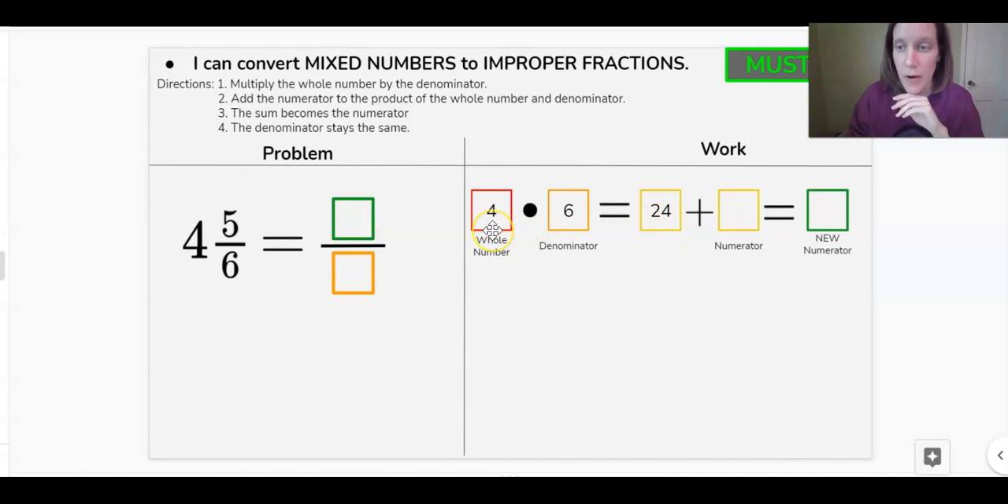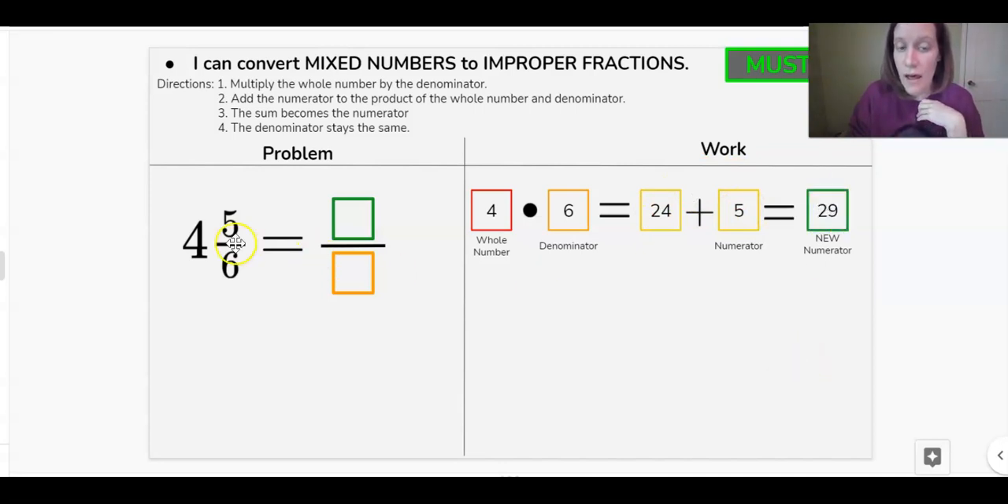So from my 4 whole candy bars that I just cut into pieces, I have 24 pieces. But I don't want to forget that I still had 5 pieces of candy bar out of 6 from another candy bar. I'd eaten 1 bite, 1/6 of it. I still have 5/6 left. So I want to add that. It says right here, add the numerator to the product of the whole number and the denominator. So I'm going to add that 5 right here because I want to know total how many pieces I have. 24 plus 5 is 29.